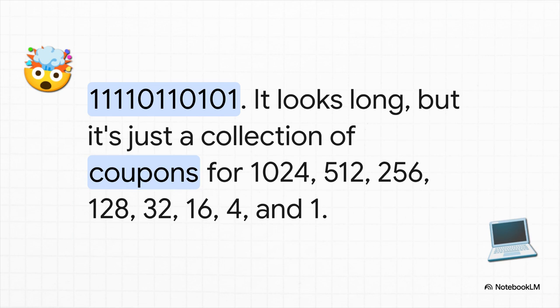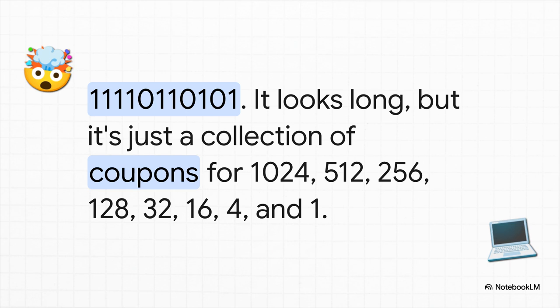I mean, look at this long, crazy-looking string of ones and zeros. That's just how a computer writes the number 1973. It looks like a total mess to us, but it's just our same old coupon system. It's a collection of one coupon for 1024, plus one for 512, plus one for 256, and so on.